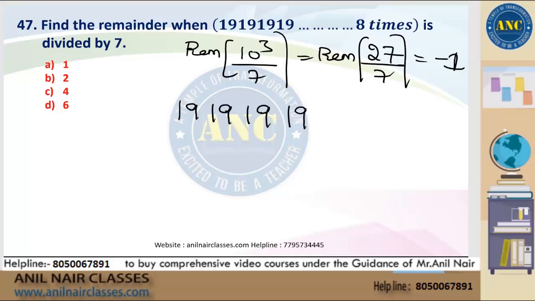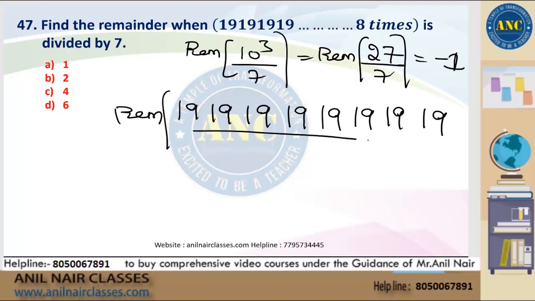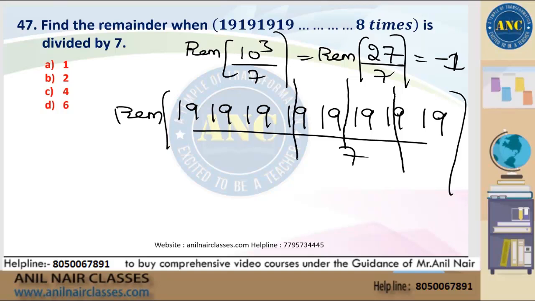191919. Total how many times? 8 times. 1, 2, 3, 4, 5, 6, 7, 8, 9. So this entire number when divided by 7, what is the remainder? Take a group of 3 digits. Alternatively plus minus. So if you observe, what will happen?